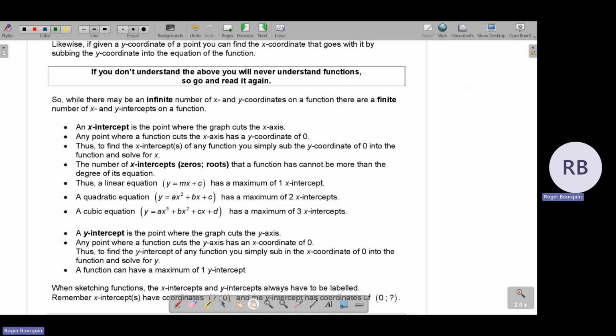If you don't understand the above, you will never understand functions. So go and read it again. We're not going to do that now. You've got to do it in your own time. Right. Carry on.